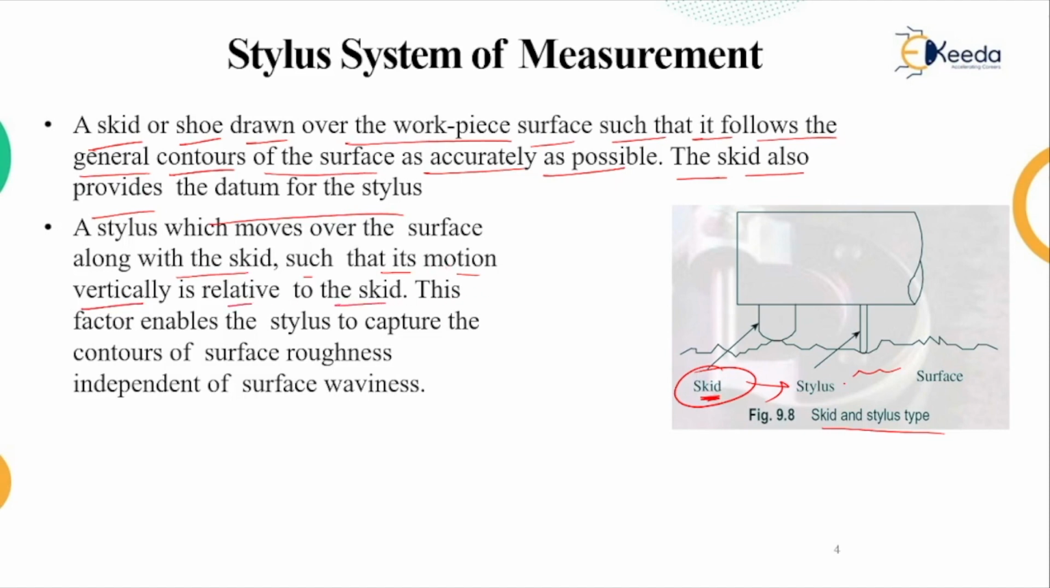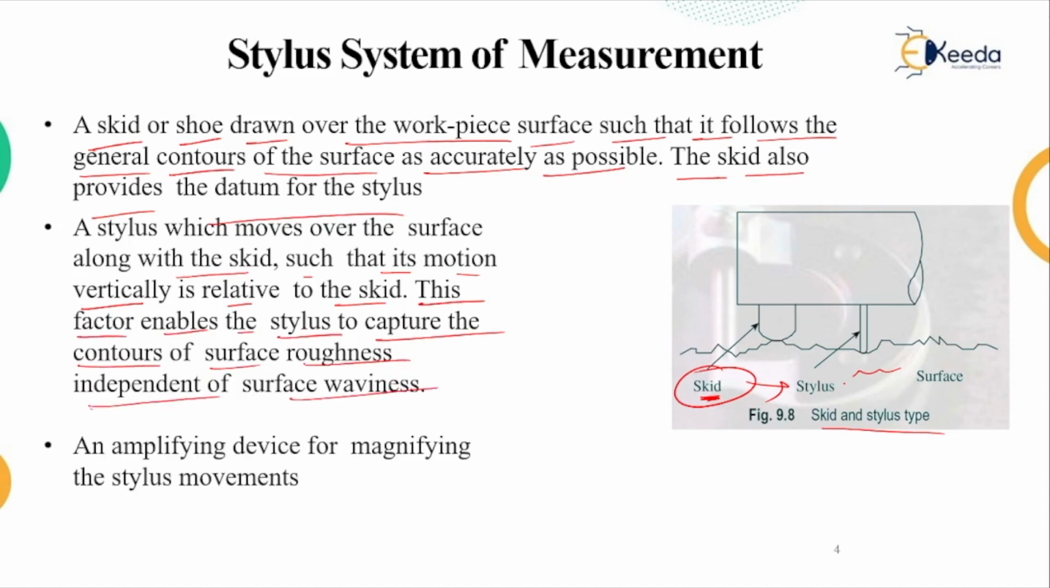What is the use of this skid? It lets us capture the reading for only surface roughness, independent of surface waviness. That is the main purpose of providing the skid. This factor enables the stylus to capture contours of surface roughness independent of the surface waviness. Then an amplifying device is used for magnification of the stylus movement.